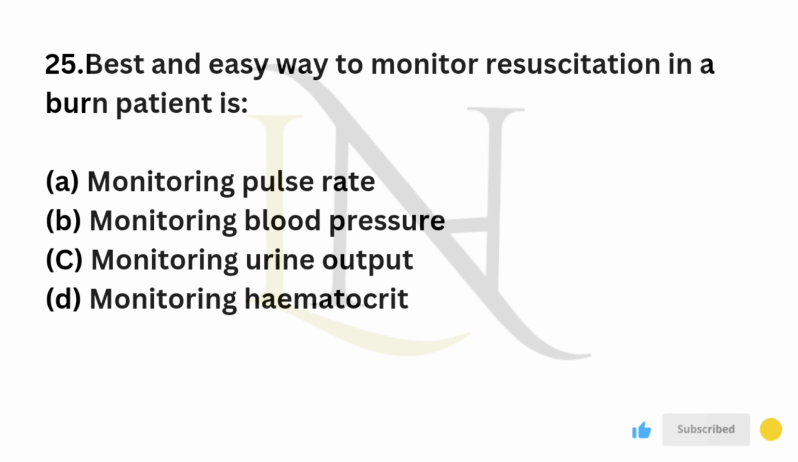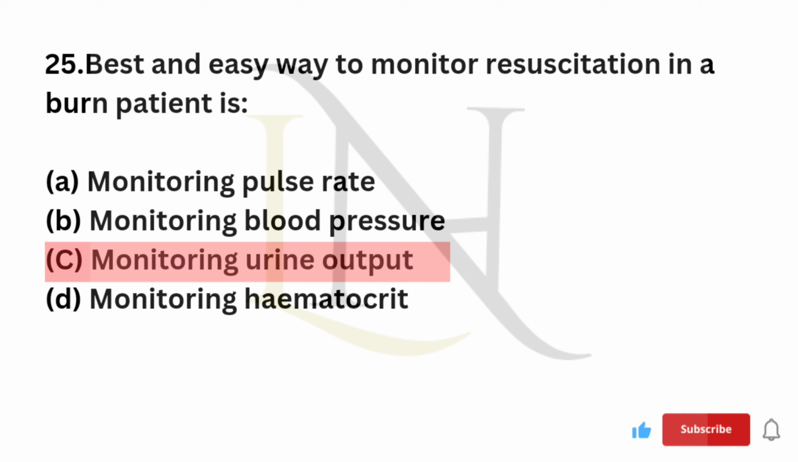Best and easy way to monitor resuscitation in a burn patient is option A, monitoring pulse rate. Option B, monitoring blood pressure. Option C, monitoring urine output. Option D, monitoring hematocrit. Correct answer: option C, monitoring urine output is best way.